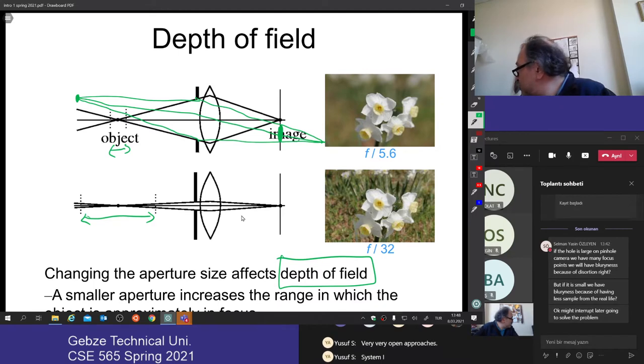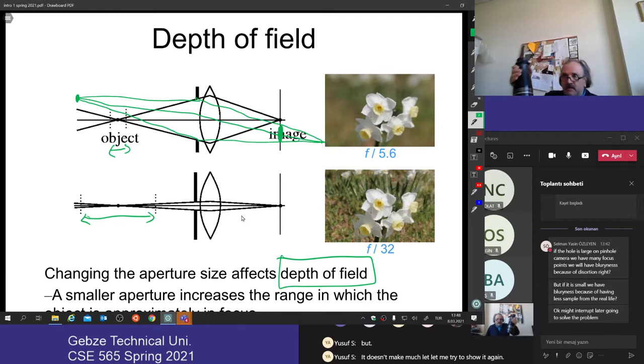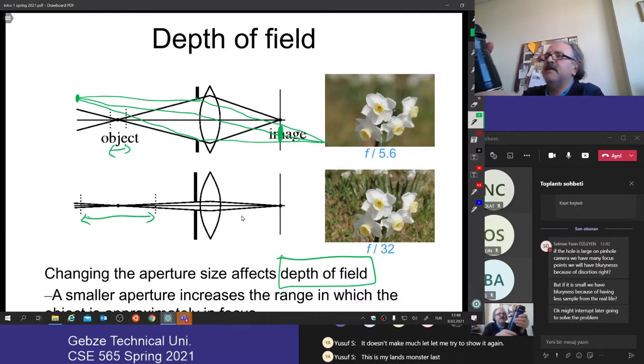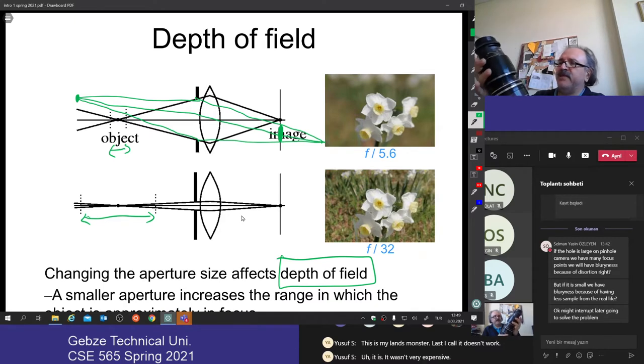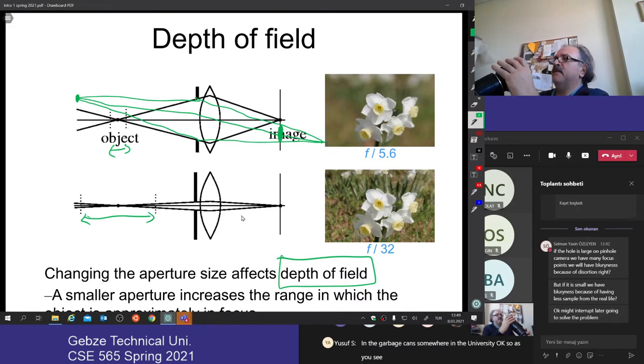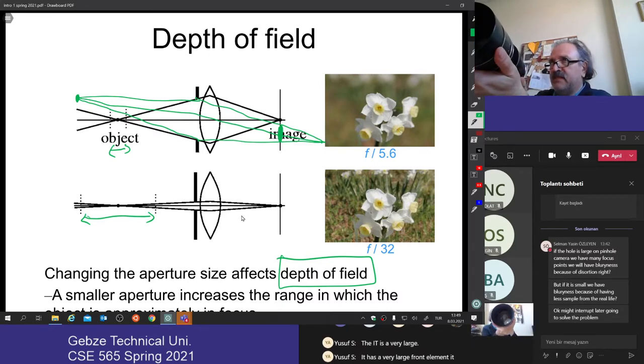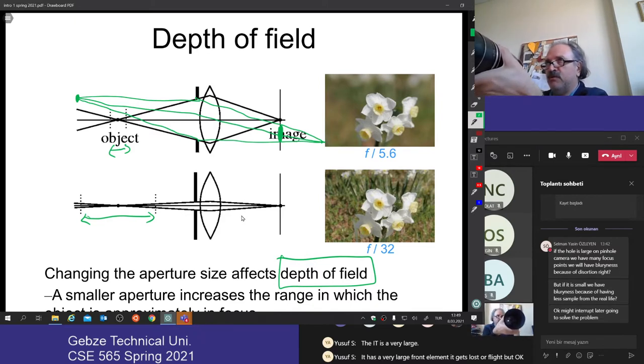I usually would show you some lenses that I have, but it doesn't make much sense. Let me try to show it again. This is my lens, monster lens I call it. It was a very expensive lens actually. I found it in the garbage can somewhere in the university. As you see, it has a very large front element. It gathers lots of light.